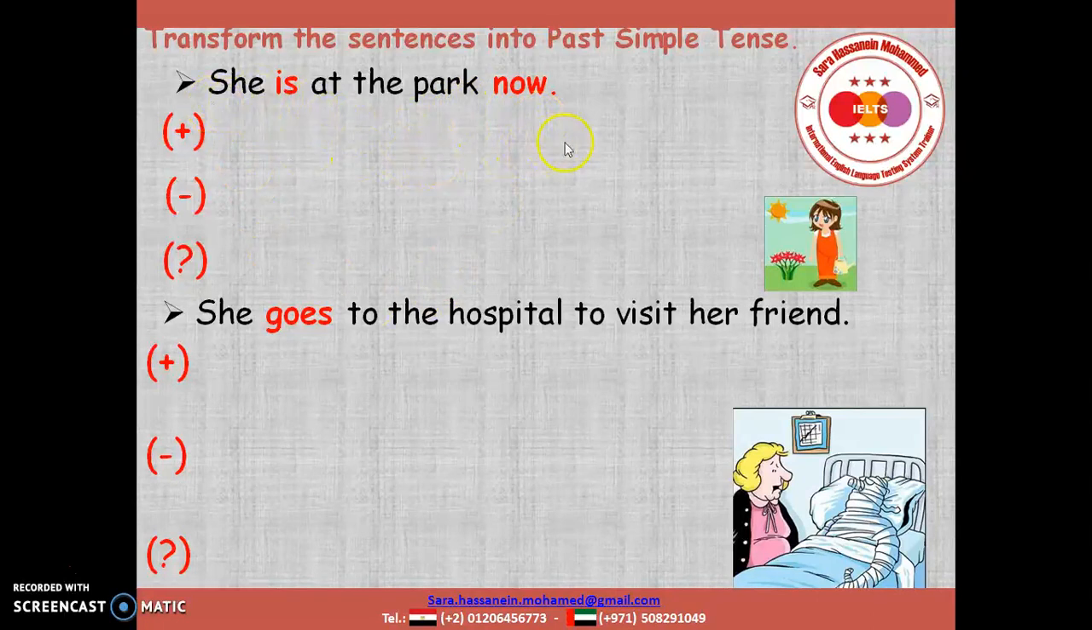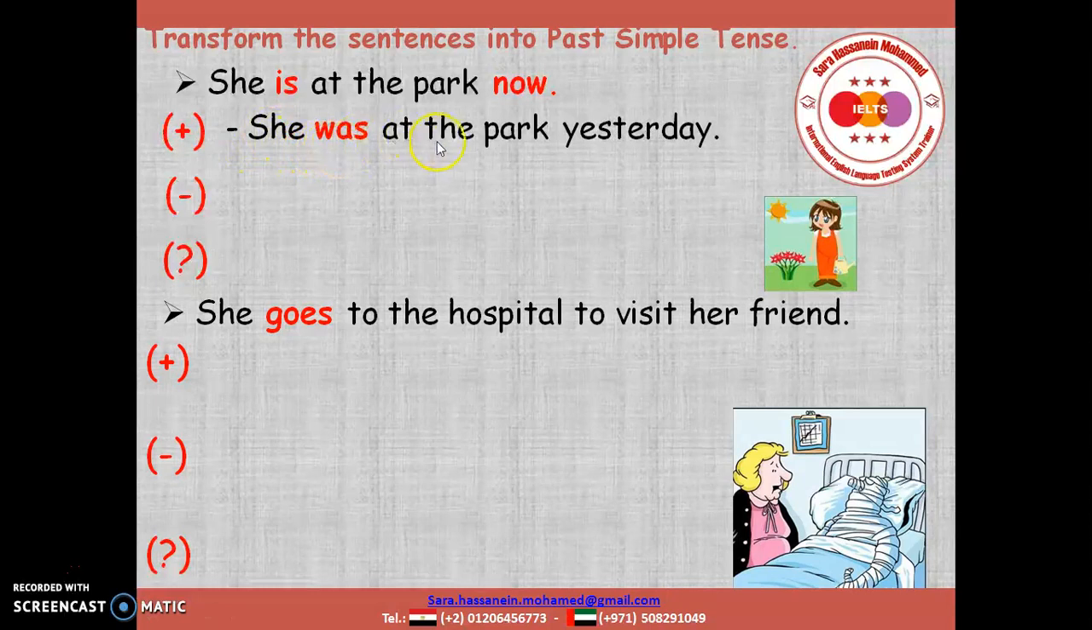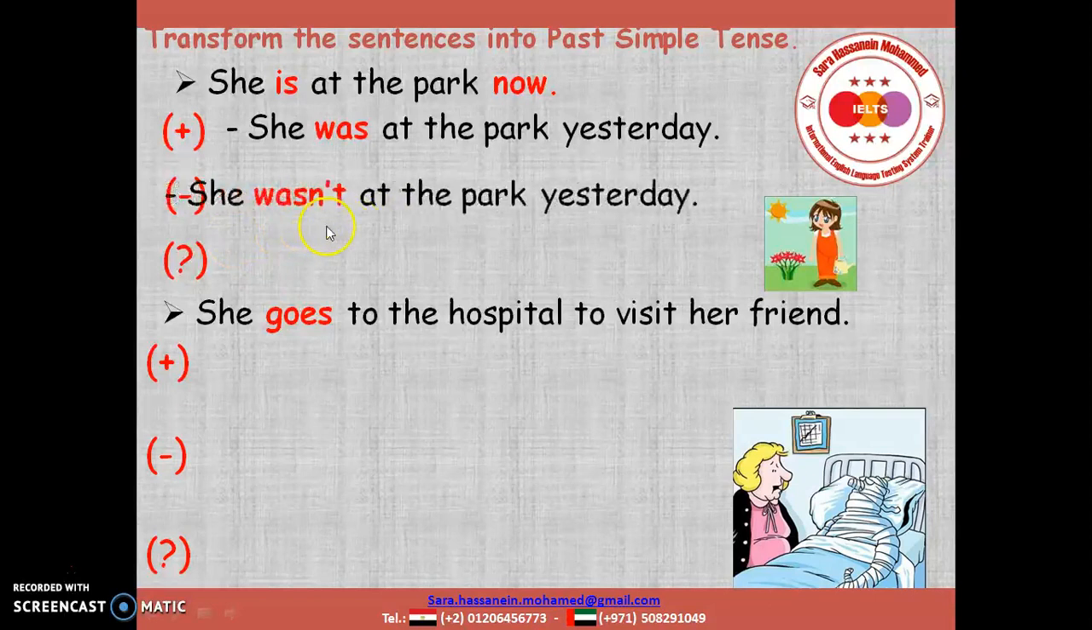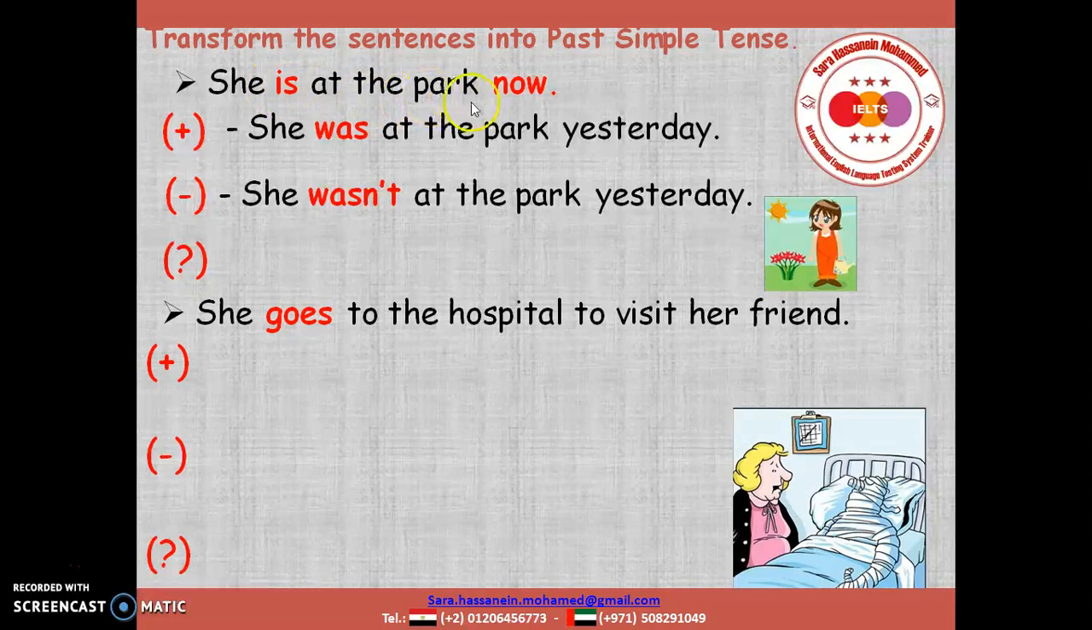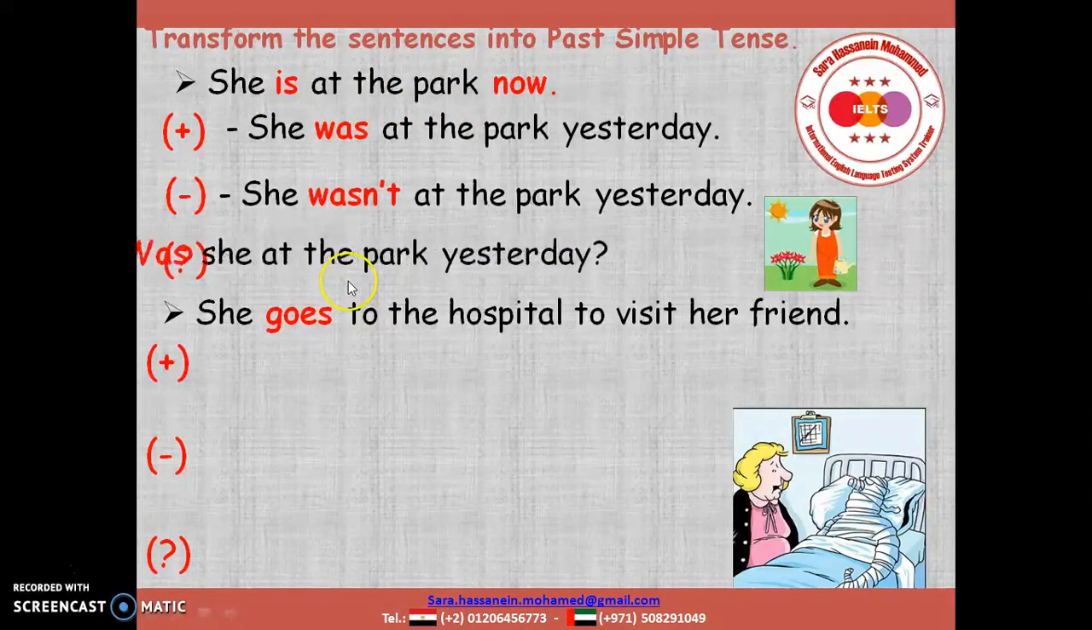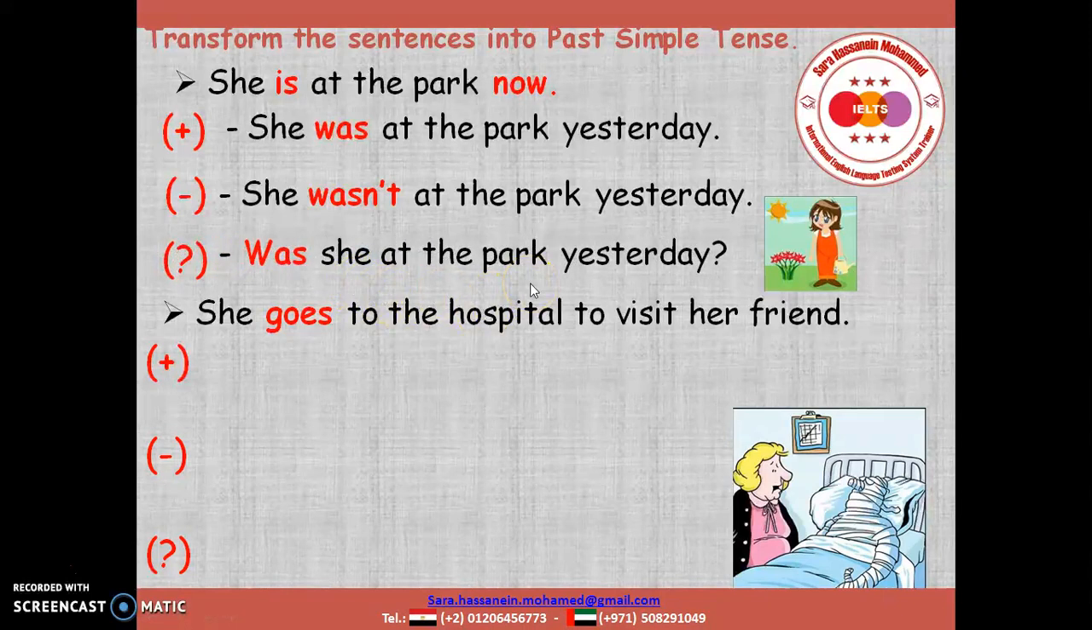You see, she is at the park now. How about if you want to transform this sentence to be in the past simple tense? You have to say in the affirmative form, she was at the park yesterday. And in the negative form, she wasn't at the park yesterday. And in order to make the same sentence a question, you have to say, was she at the park yesterday?